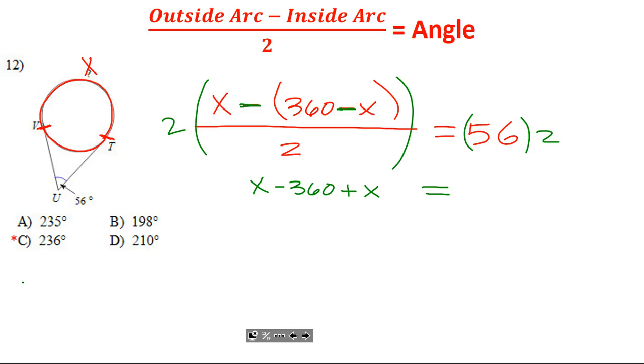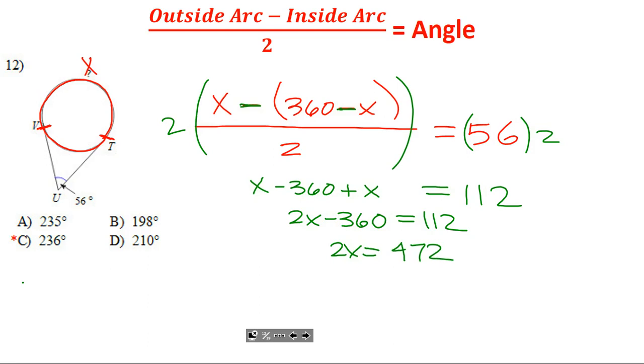And this is equal to 112. So then what we're going to do is combine these 2 x's. So that's going to be 2x minus 360 equals 112. We're going to add that 360 to both sides. So when we do that, we get 2x equals 472, and we're going to divide by 2, so x equals 236 degrees. And that was our question mark. And that's our answer.